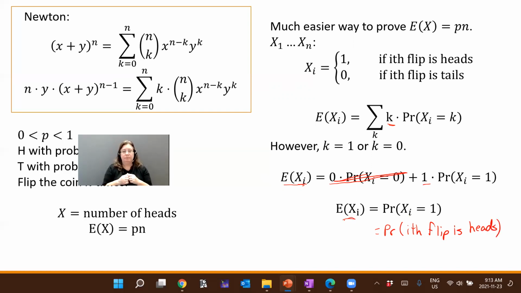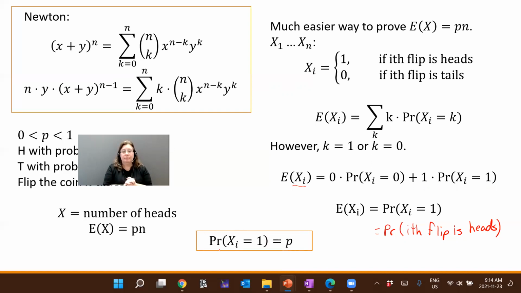So indicator random variables are very nice when we iterate over the range in order to compute them. The 0 event disappears because it's 0 times whatever probability. And the thing that we're trying to indicate is happening simply evaluates to the probability that that thing happens. All right. Questions on that? Everybody's following.